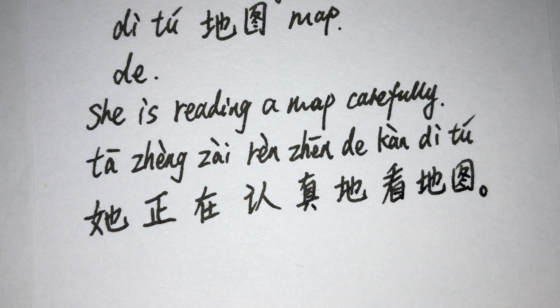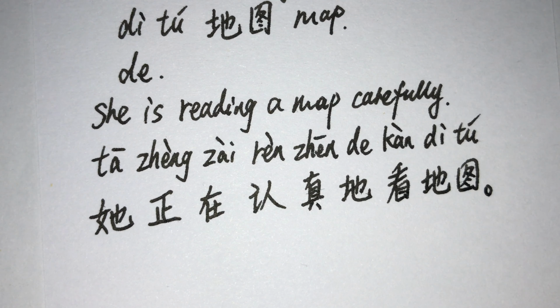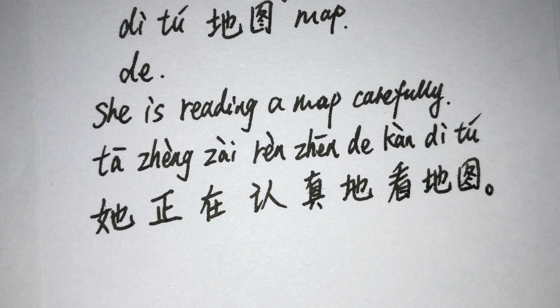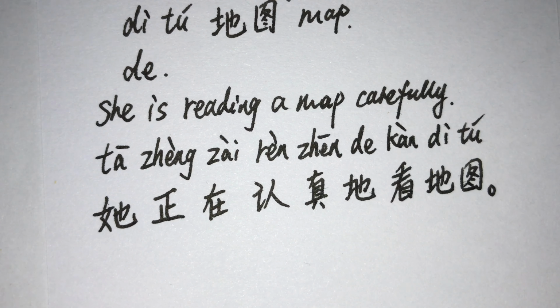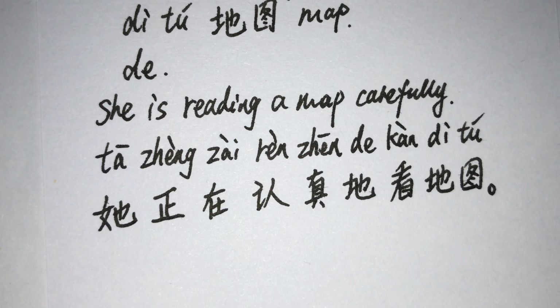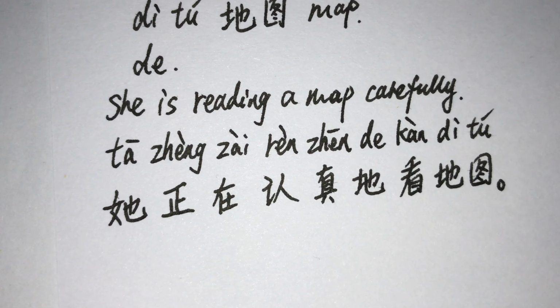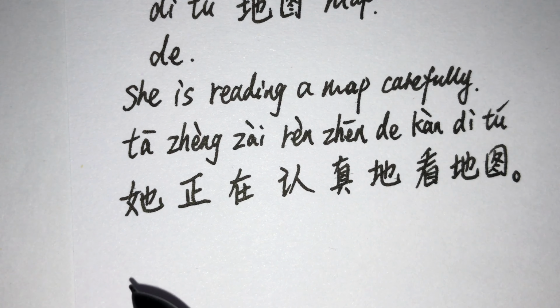她正在认真地看地图。She is reading a map carefully. 她正在认真地看地图。She is reading a map carefully. Now let's write 地 first.